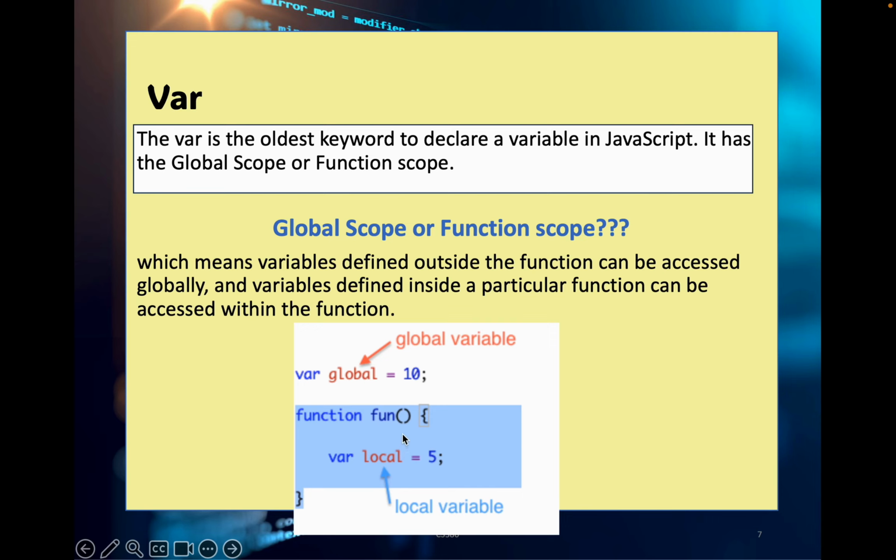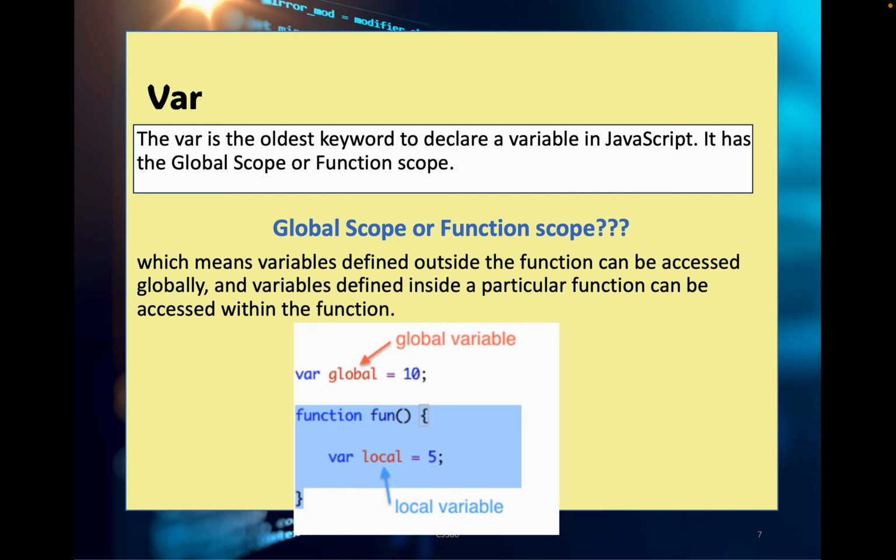And if I talk about local, or you can say function scope, function scope means that the variable is defined within a function. It can be called within the function itself.